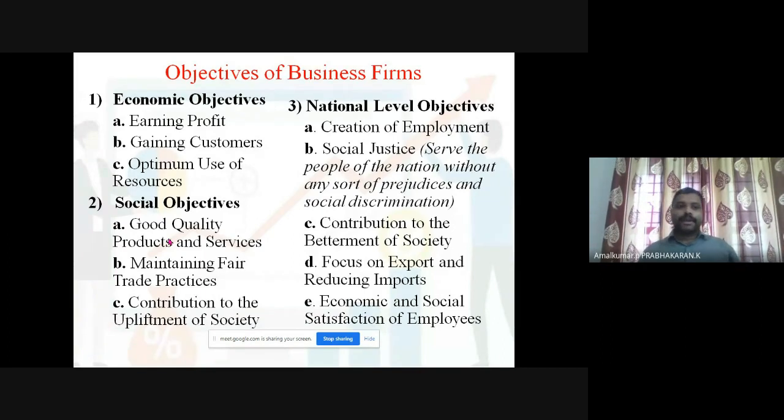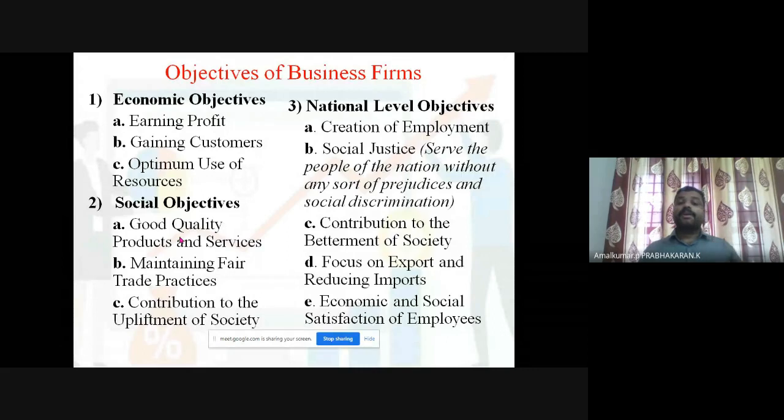And the second one, maintaining fair trade practices. They want to maintain fair trade practices. This is a social objective. And the last one is contribution to the upliftment of the society.